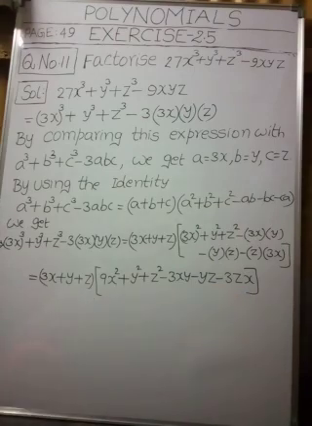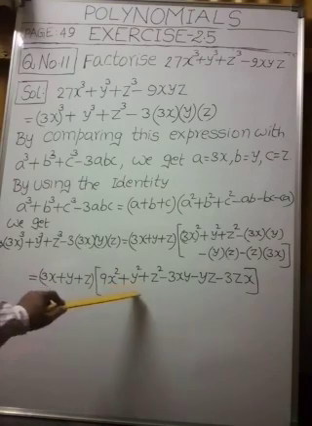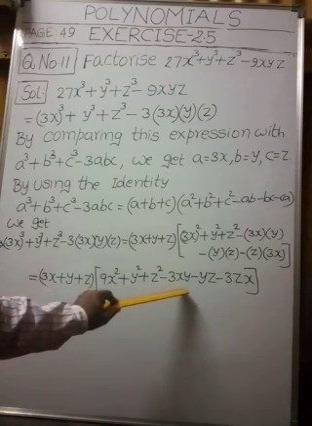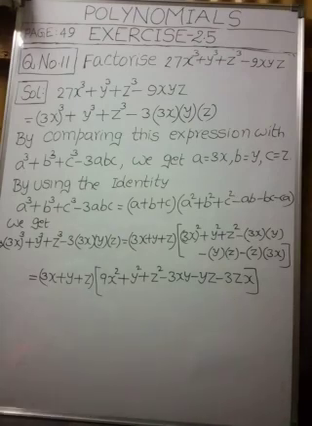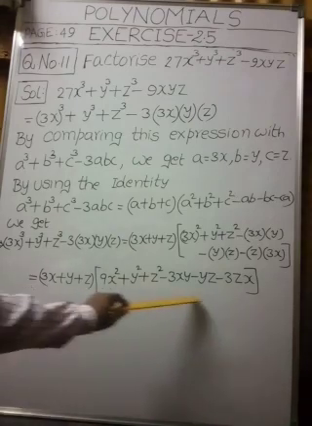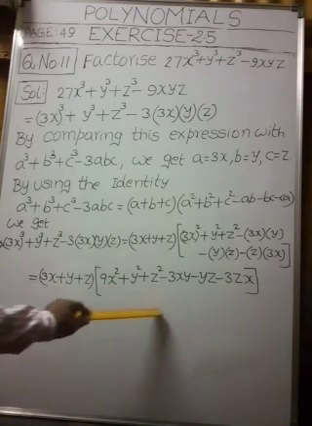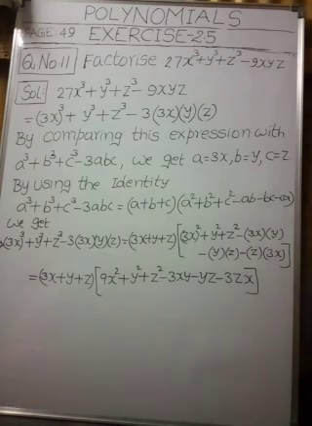Is it clear? Right. So for this given algebraic expression, these are the factors. The first factor is 3x plus y plus z. That is one factor. And the second factor is 9x square plus y square plus z square minus 3xy minus yz minus 3zx. Here we cannot write the factors of this algebraic expression. That is why we are leaving this algebraic expression as it is. Understood, my dear children? Right.